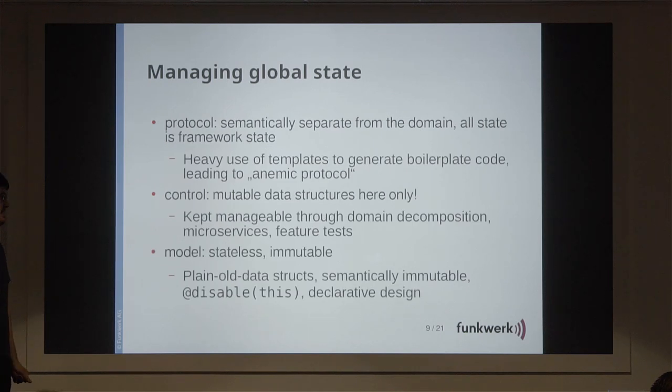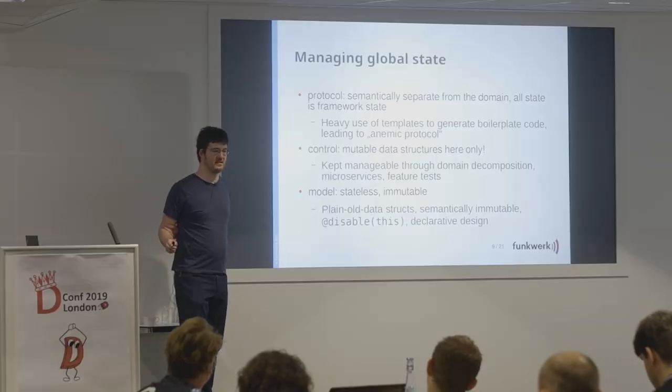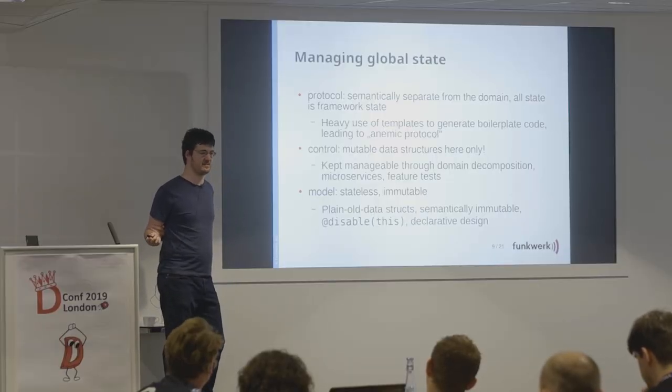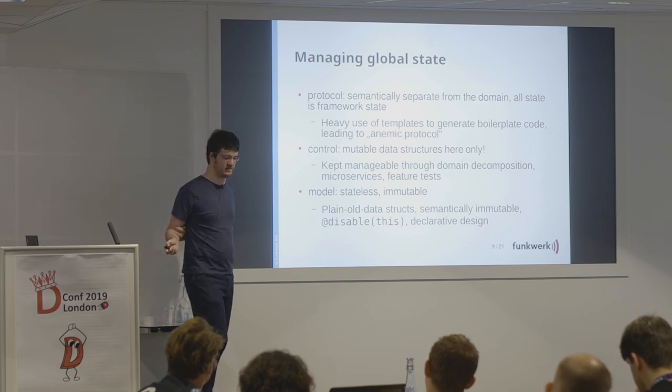What this comes down to in D, in practice, is specifically at the protocol layer, we are taking heavy advantage of templated, boilerplated code. This leads to something I'm tentatively calling anemic protocol. Basically, an internal service doesn't have to talk to anything complicated. It just has to talk to other services in the same architecture. Protocol is basically empty. It's just code that says, I'm connecting to a server on this domain, this port, and it implements this interface, and that's it. All the rest is generated, all the rest is framework code that you don't have to write or worry about.